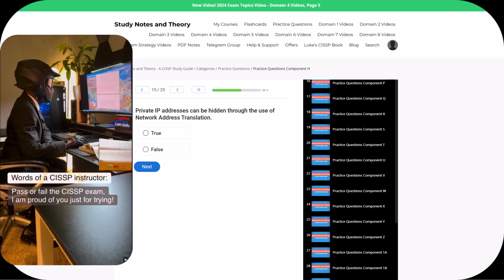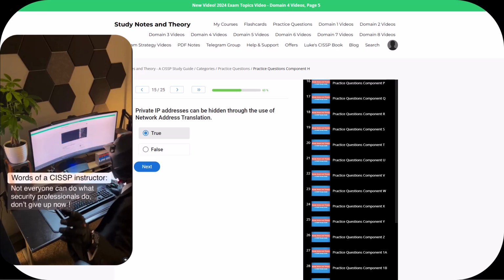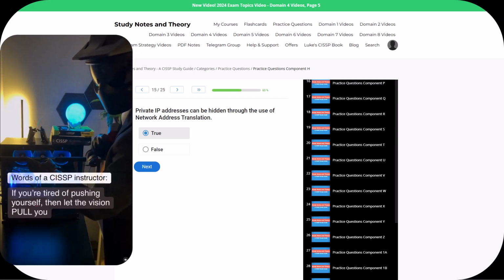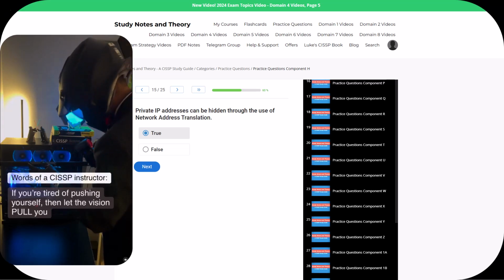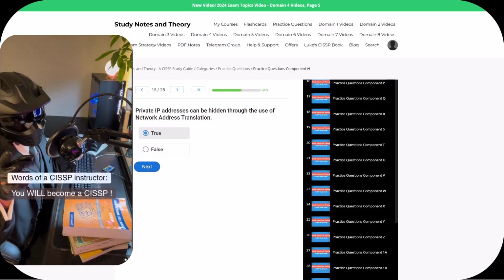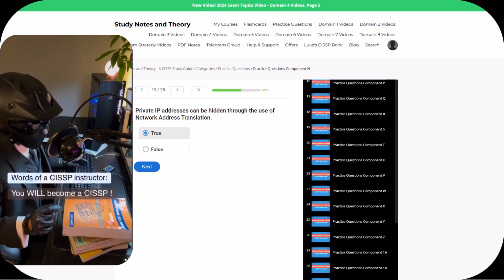Code open. All right, private IP addresses can be hidden through the use of network address translation. 100% true. As a network security engineer, did I mention that already? I know that because we use NAT to convert private IP addresses to public IP addresses to be routable on the internet. And we're not hiding private IP addresses with NAT. I mean, we are, but we're also private IP addresses, RFC.